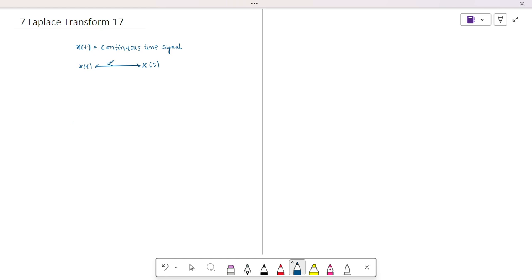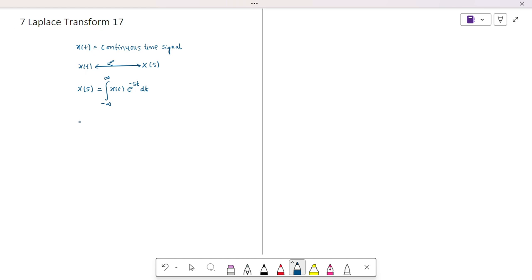So the formula for the Laplace transform, this is very important. X of s equals the integral from minus infinity to plus infinity of x of t into e power minus st into dt. So this is the formula for the Laplace transform.